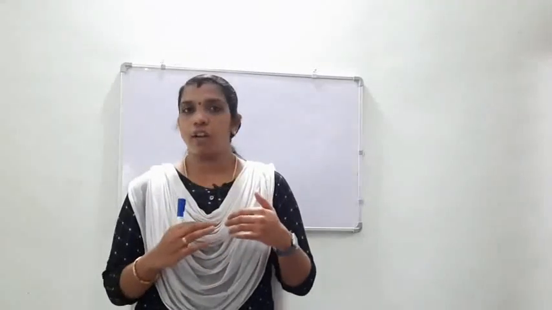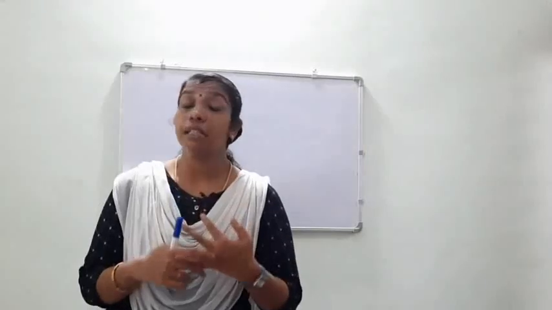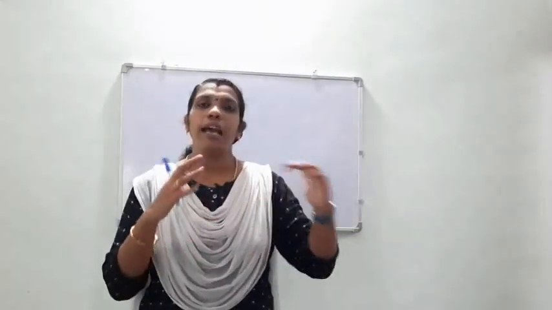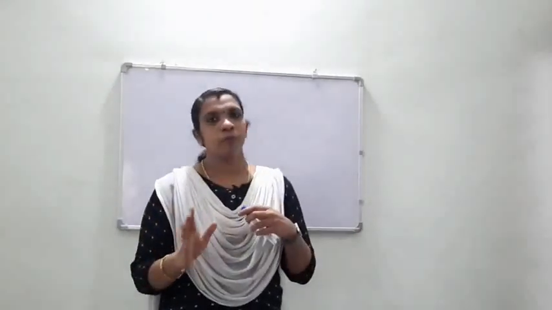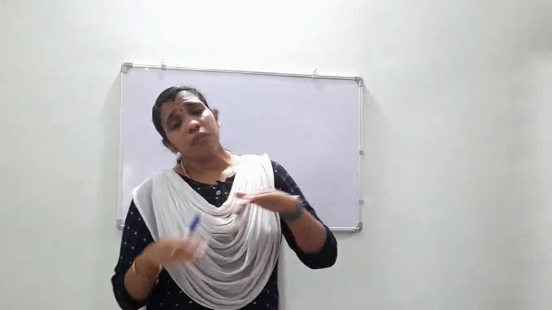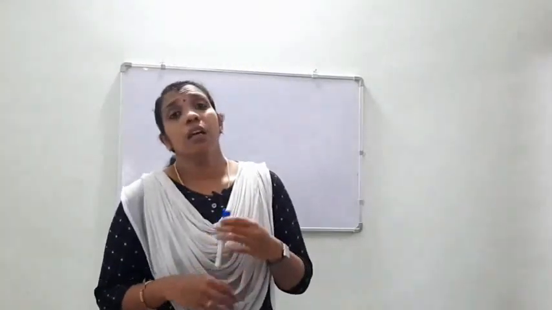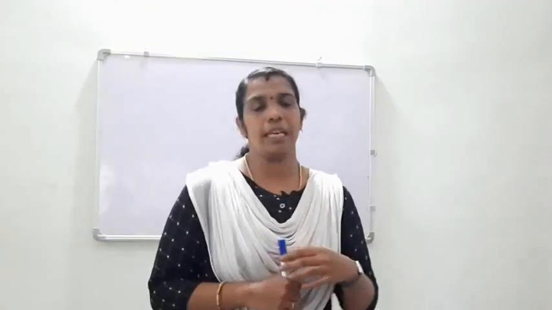So, the frontal lobe is concerned with motor activity and also with intelligence, higher mental function. You understand? Also, in the dominant frontal lobe there will be the presence of Broca's area, which is the motor speech area.